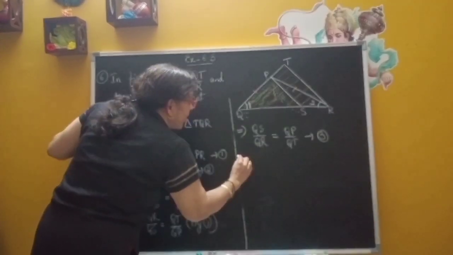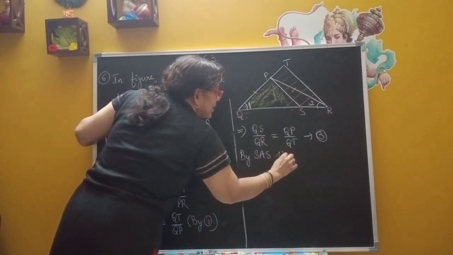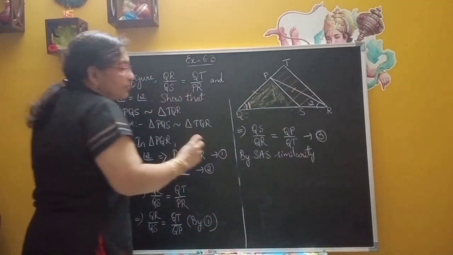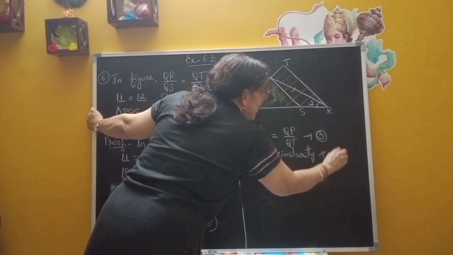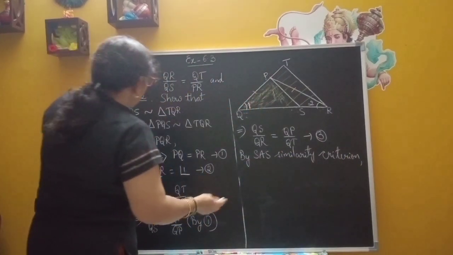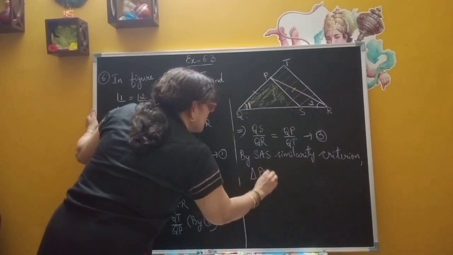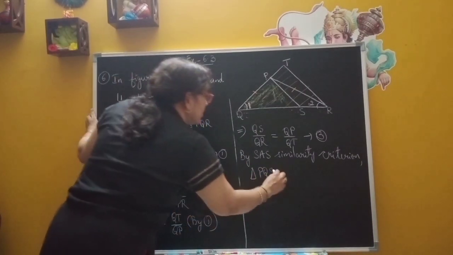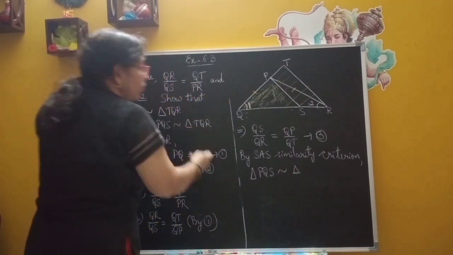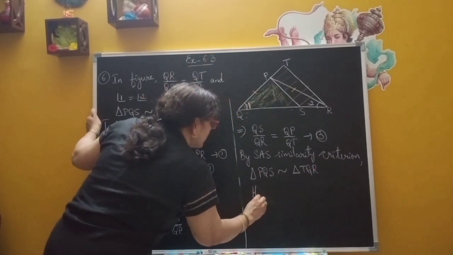Therefore, by SAS similarity criterion, we can say triangle PQS is similar to triangle, which one? Triangle TQR. Hence proved.